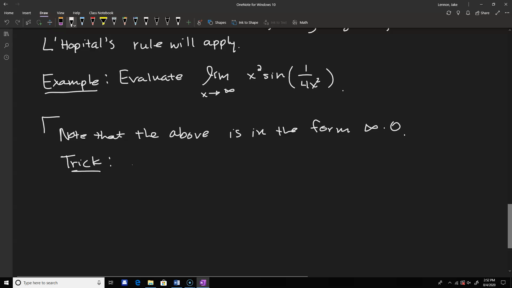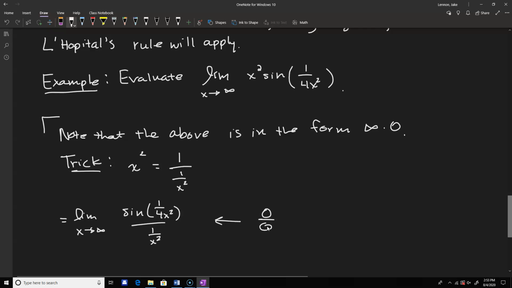So the trick is to realize x squared is the same thing as 1 over 1 over x squared. And this term looks like 1 over 0. So basically our limit now is the limit as x goes to infinity of the sine of 1 over 4x squared over 1 over x squared. And now we're in the 0 over 0 form, so L'Hopital's applies.